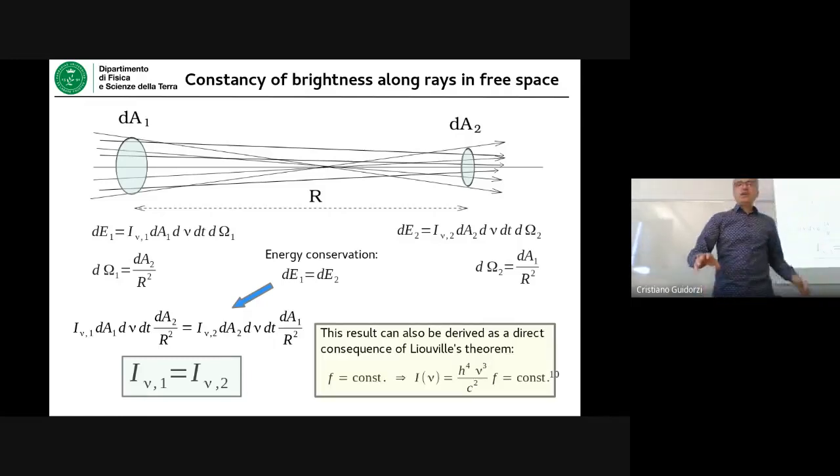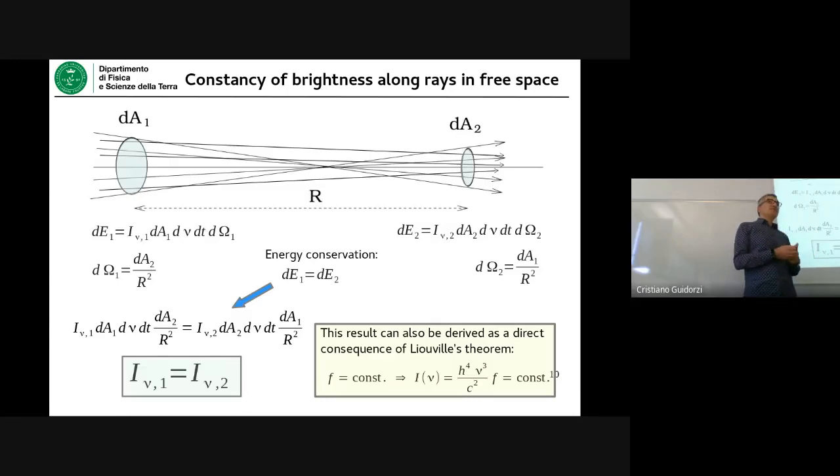If you want to be posh and use an elegant argument, an elegant way to show this, you might say: I remember that intensity is proportional to nu cubed, so frequency cubed, times the distribution function. If you remember, the distribution function is the number of particles, the number density in phase space.